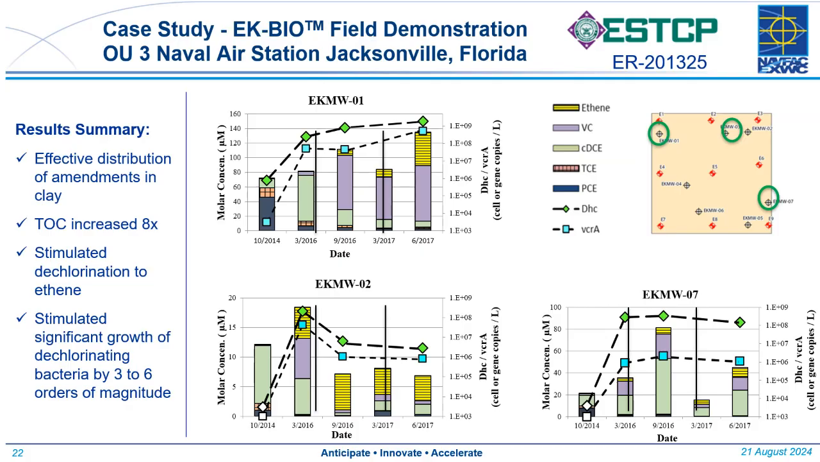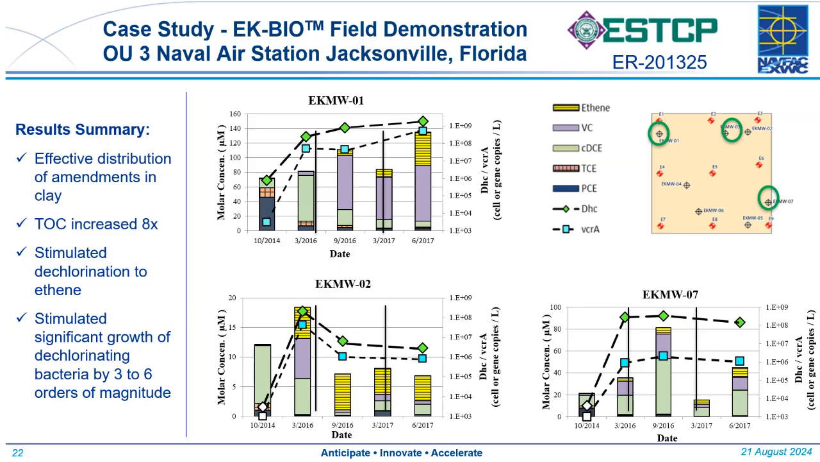So looking at the graph there in the middle, EKMW01, starting with the green diamonds. Those are Dehalococcoides bacteria, and the blue squares are vinyl chloride reductase genes. So these are both biomarkers for detection of dechlorinating bacteria. We saw that these increased very nicely over the 2.5-year monitoring period. We also saw a lot of production of ethene, which is in yellow.